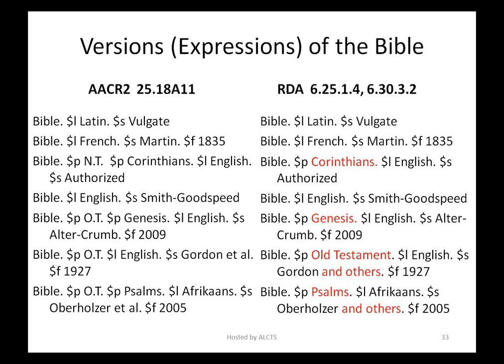Versions of the Bible, similar thing. You can see that in some of these we're getting rid of NT or OT. The other main change for versions is that we're getting rid of Latin. So as you can see in the last two examples where we would use et al, we would replace that now with and others in English.